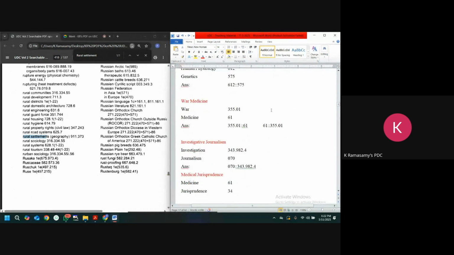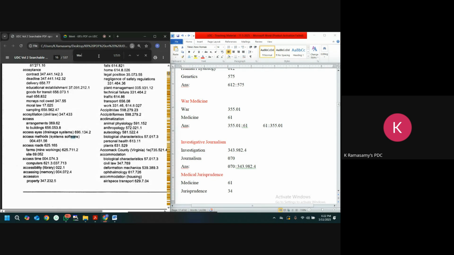For example, I'll give an example. There's a book on war medicine. So let me find out what is the number for war. Just go to the index. I have typed the term war. I think more than 535 places the term war appears. So I close this. I go to W.